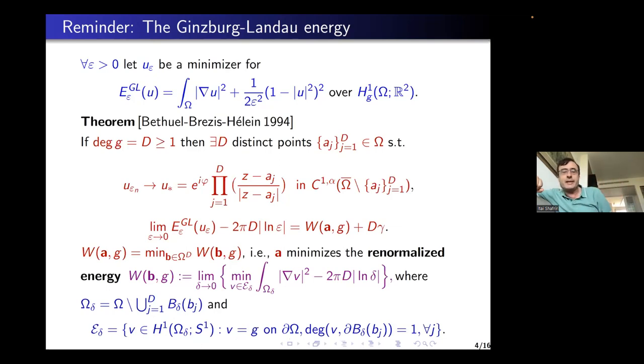It turns out that when delta goes to zero, the minimal energy on this set of the integral of gradient v squared behaves also as 2 pi d log delta in absolute value. And when you subtract it, and you take the limit delta going to zero, you get some number, and this number is the renormalized energy. It's what you get when you take the core energy out of the energy of S1-valued maps in this perforated domain, subject to the boundary conditions that I described. So to sum up, the points a_1 to a_d that you find in the limit are actually the configuration that minimizes the renormalized energy over all possible configurations of d points.